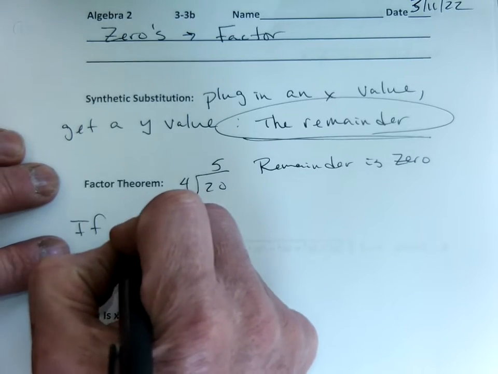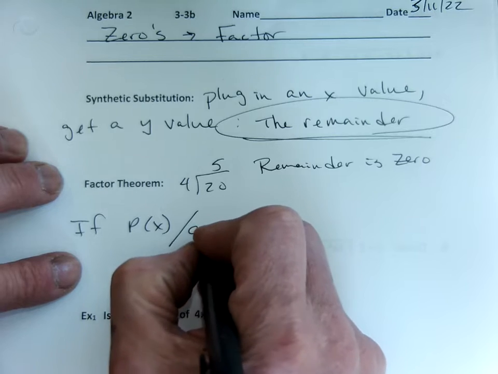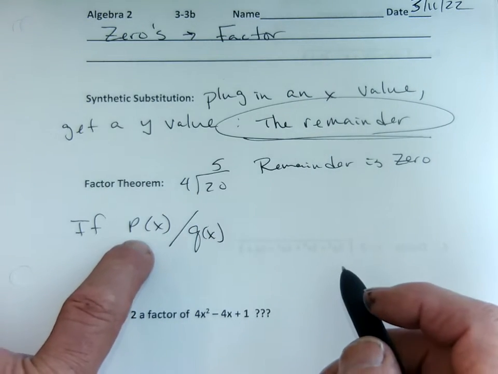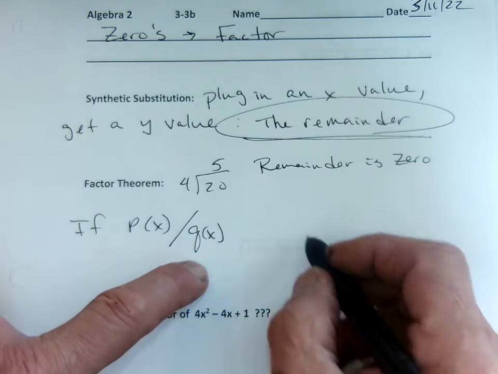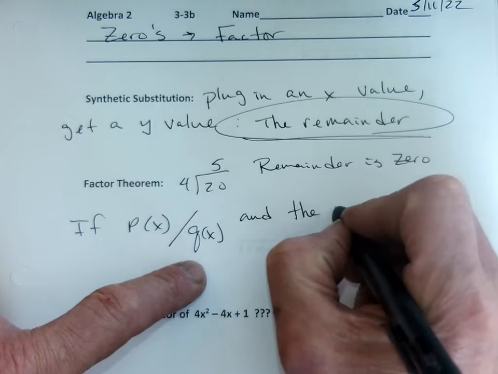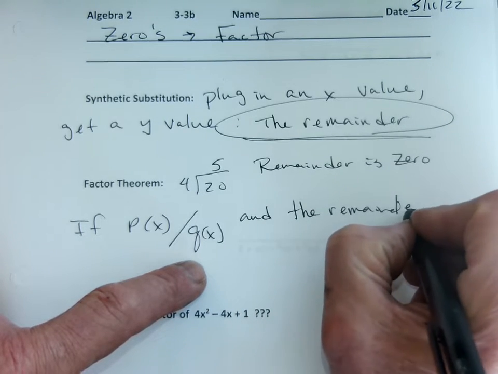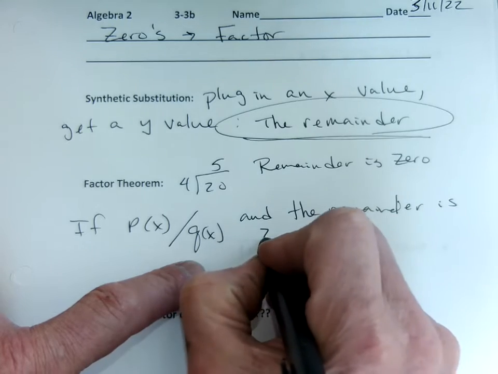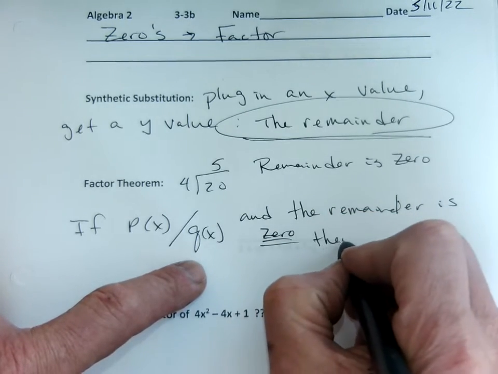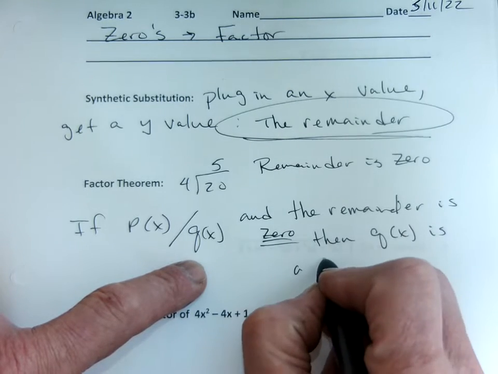So the factor theorem is this. If p of x is divided by q of x, so if I've got a polynomial divided by something else, and the remainder is 0, then q of x is a factor.